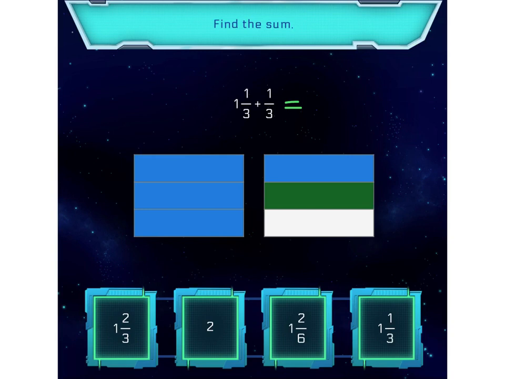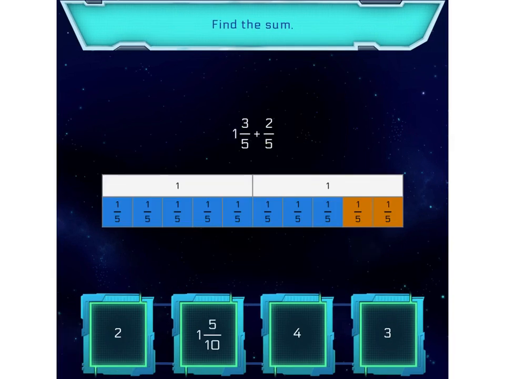So that's the picture cue. But look at the example mathematically. I've got 1 whole here, so I'm going to add 1 whole. There's no whole in the second fraction. I have a common denominator of thirds, and then I add the numerators. 1 plus 1 is 2. 1 whole and 2/3.